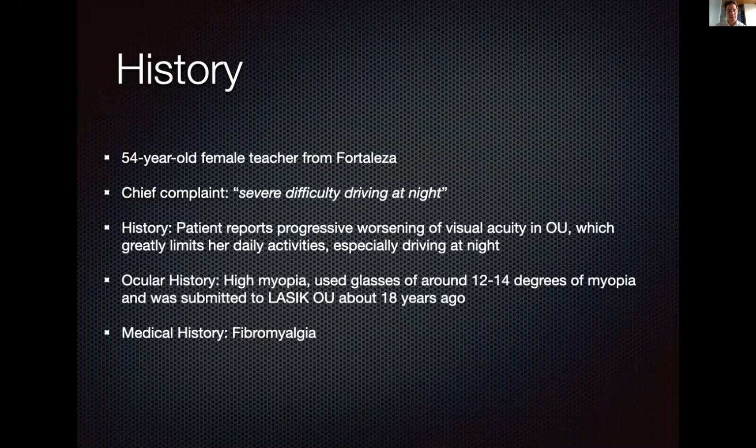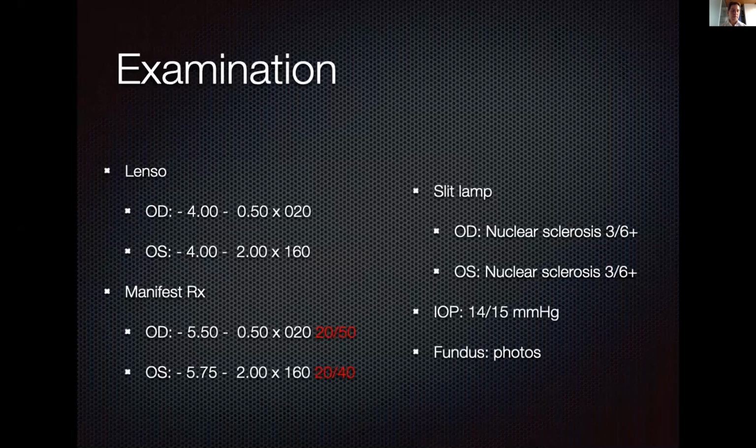She used to wear glasses of around 12 to 14 degrees of myopia, and she was submitted to LASIK in both eyes about 18 years ago. And she had fibromyalgia as past medical history. During the exam, her lensometer was around -4 in both eyes, with -2 of astigmatism in the left eye, and her manifest refraction showed a bit of increase in myopia.